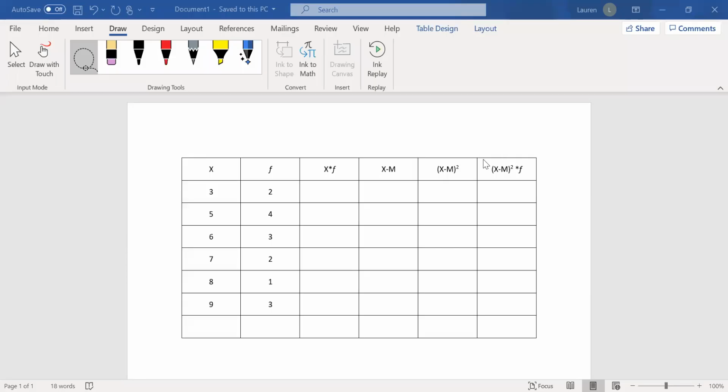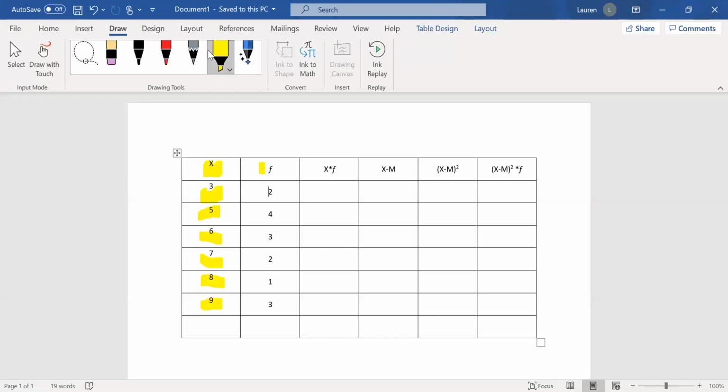All right, so here we have a frequency table that I have modified to add in some columns that we'll use for our calculations for variance and standard deviation. But this is what you would typically see for a frequency table. So you have X here. This is your variable, and these are the values of your variable. So we have values of 3, 5, 6, 7, 8, and 9.